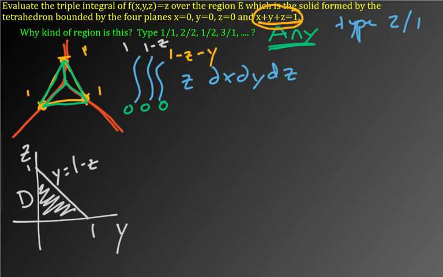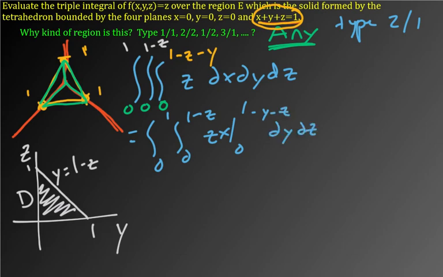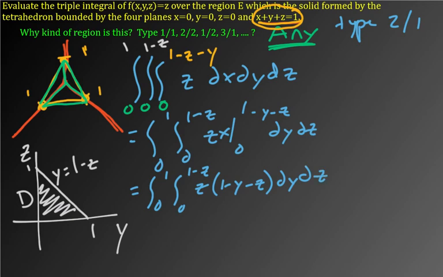That's probably the hardest part. Then it's just solving this thing out, which isn't as bad, so I'm going to fly through this part. The first integral, you're just going to get another X, plug this in. Then you would get the integral from 0 to 1, 0 to 1 minus Z, of Z times 1 minus Y minus Z, dy dz, which really is just a polynomial.